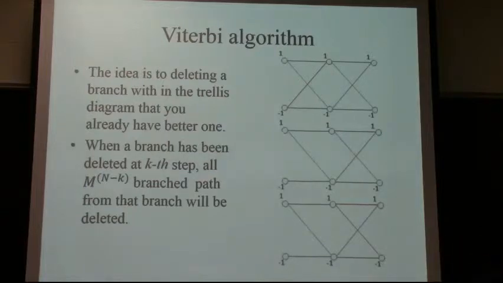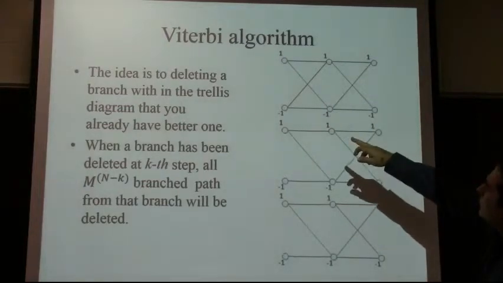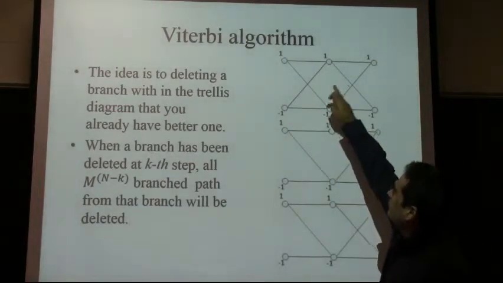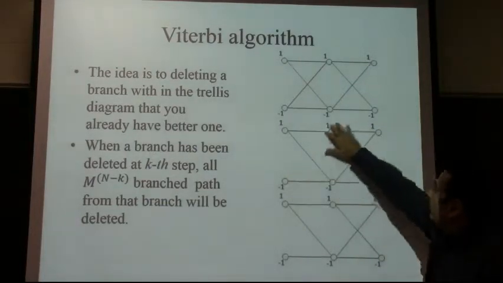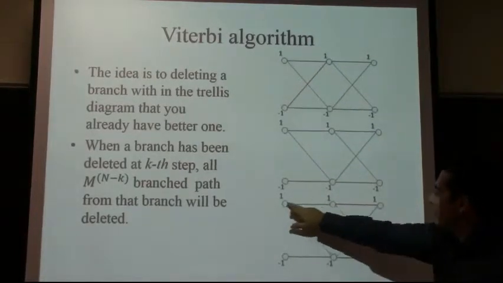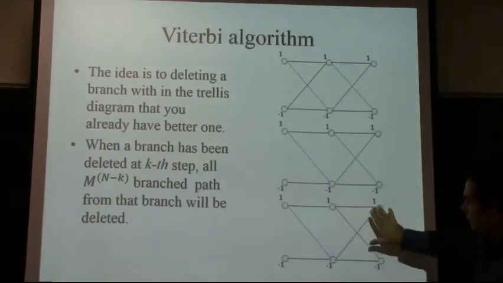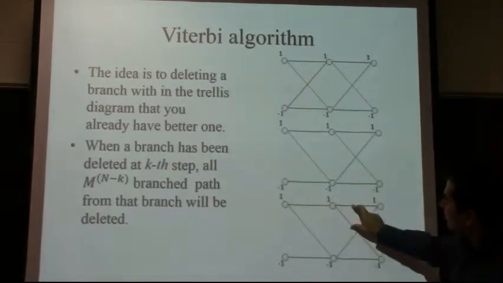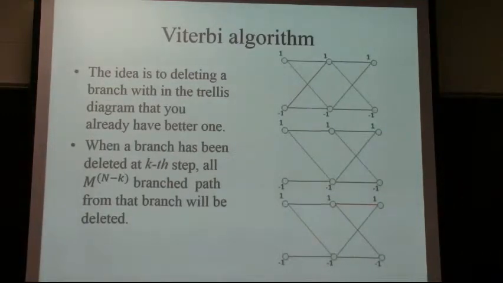We will go through how we can decide it in the next slide, and with the example you will understand it perfectly. But the point is that when you delete this red one here, these two from this one will be deleted. You just have this one, this one, this one, this one. It means that when you're deleting a branch at step K, all M to the power of N minus K paths that branch from this deleted branch will be deleted.